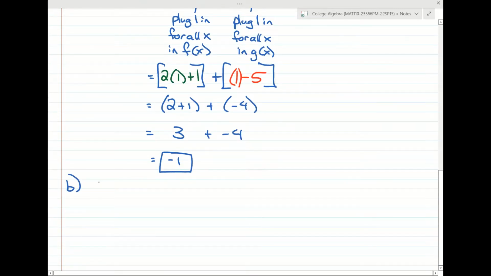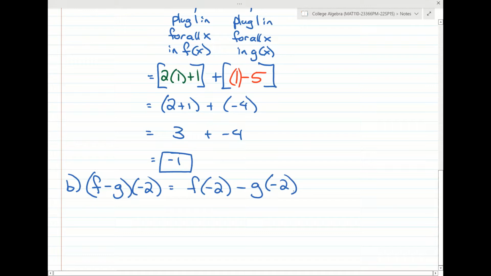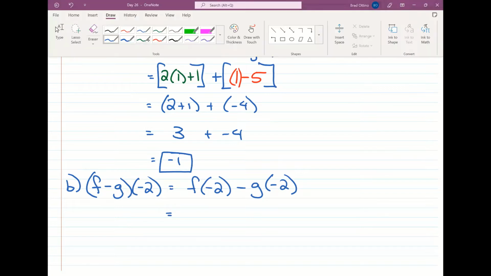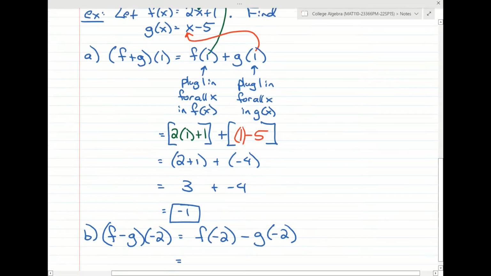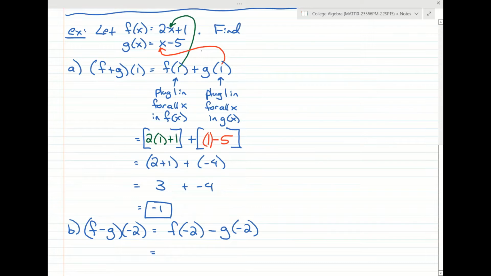Next problem, what if we were doing f minus g of negative 2? From our notation, this means we do f of negative 2 minus g of negative 2. You don't say g parentheses negative 2; we read it f of negative 2. Similarly, we'll use parentheses here. We're going to plug negative 2 in for all of the x's in f of x. So I'm going to plug a negative 2 right here. It means we're going to do 2 times negative 2 plus 1.